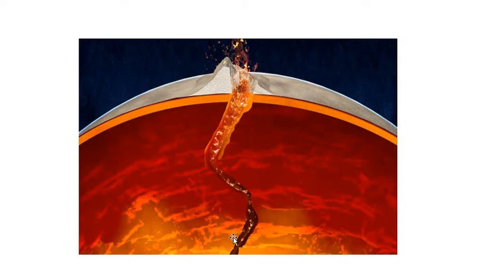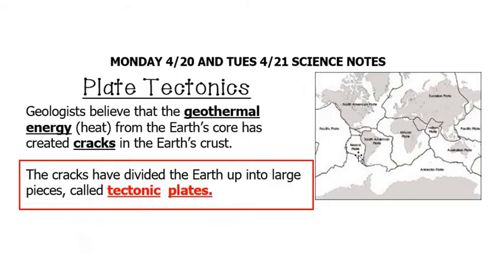As that heat travels up, it has to go somewhere. It has to escape. And so eventually, it will actually create cracks to allow that heat to be released. So that's what's happened with our Earth. We have these cracks that have formed all around the Earth where that geothermal energy has created these cracks in the surface of the Earth.